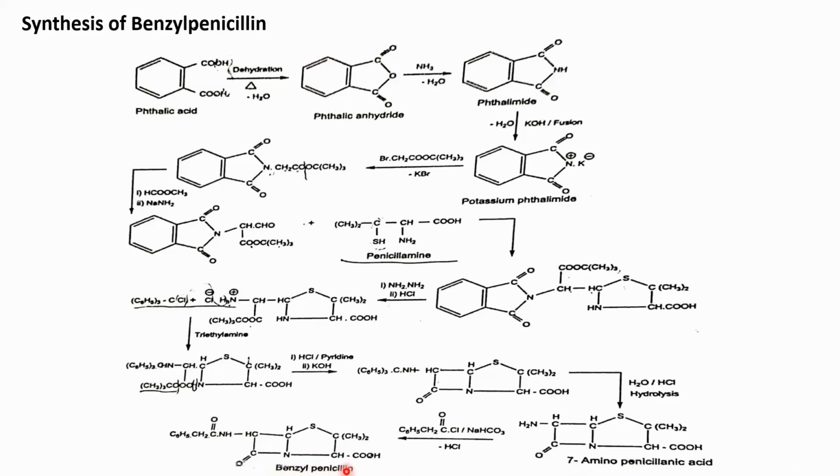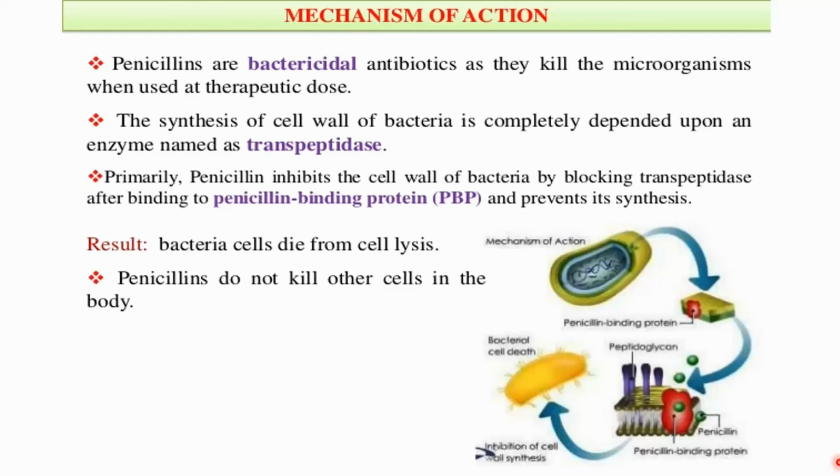Next, mechanism of action. The mechanism of action of penicillin derivatives is generally bactericidal, meaning they will kill the microorganism. And how will they kill? As in the previous slide during the study of the structure of penicillin, I said that the term PBP was used, that is the penicillin binding protein. Basically our penicillin derivatives will bind with the penicillin binding protein, and after binding they will block the transpeptidase enzyme. Basically this transpeptidase enzyme helps in the building of the cell wall in the bacteria.